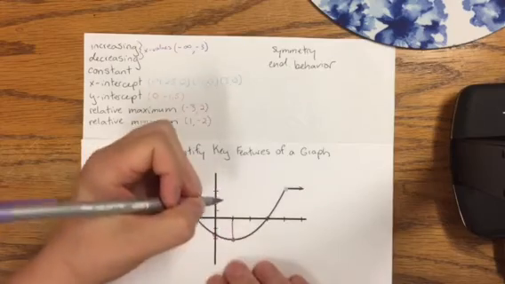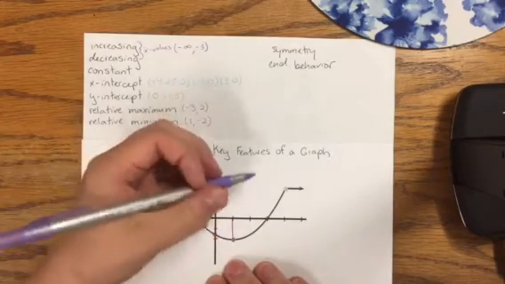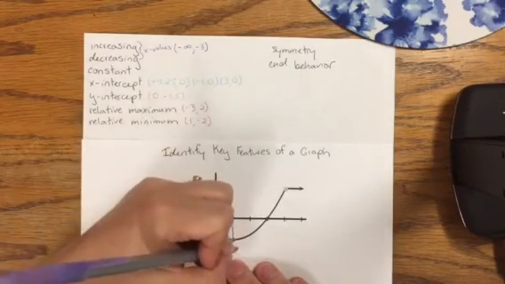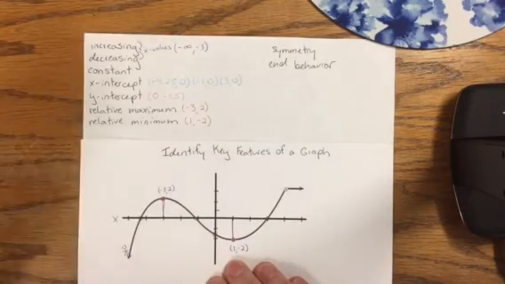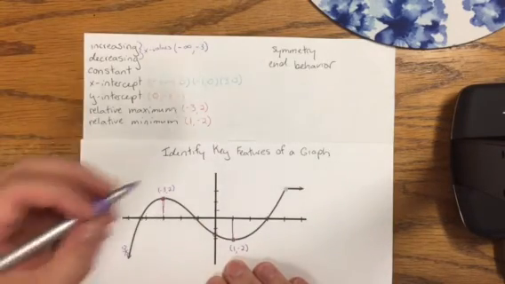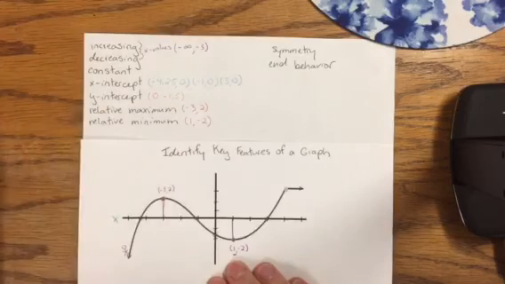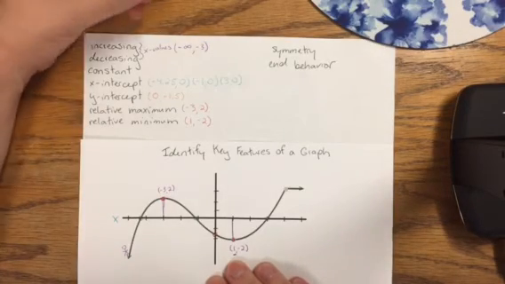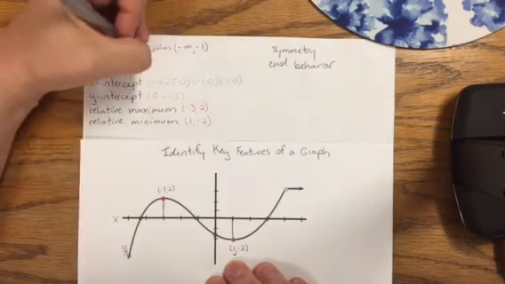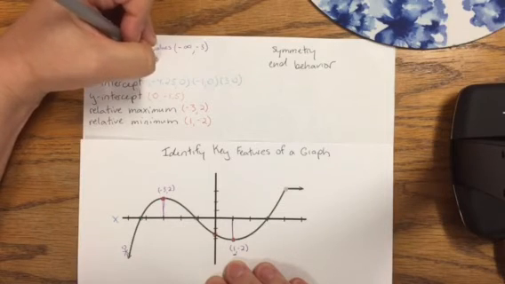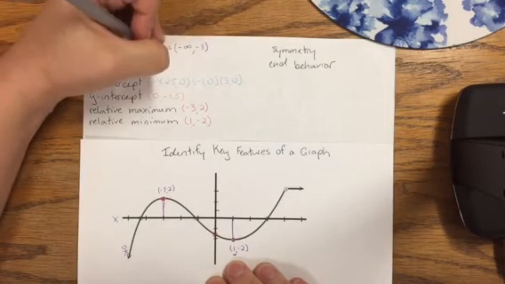And remember, you can write down the ordered pair if that helps you. So I would say this is (1, -2). But the only thing I care about for increasing and decreasing are those x values. So that would be 1. So I'm decreasing from when x is -3 until x is +1.